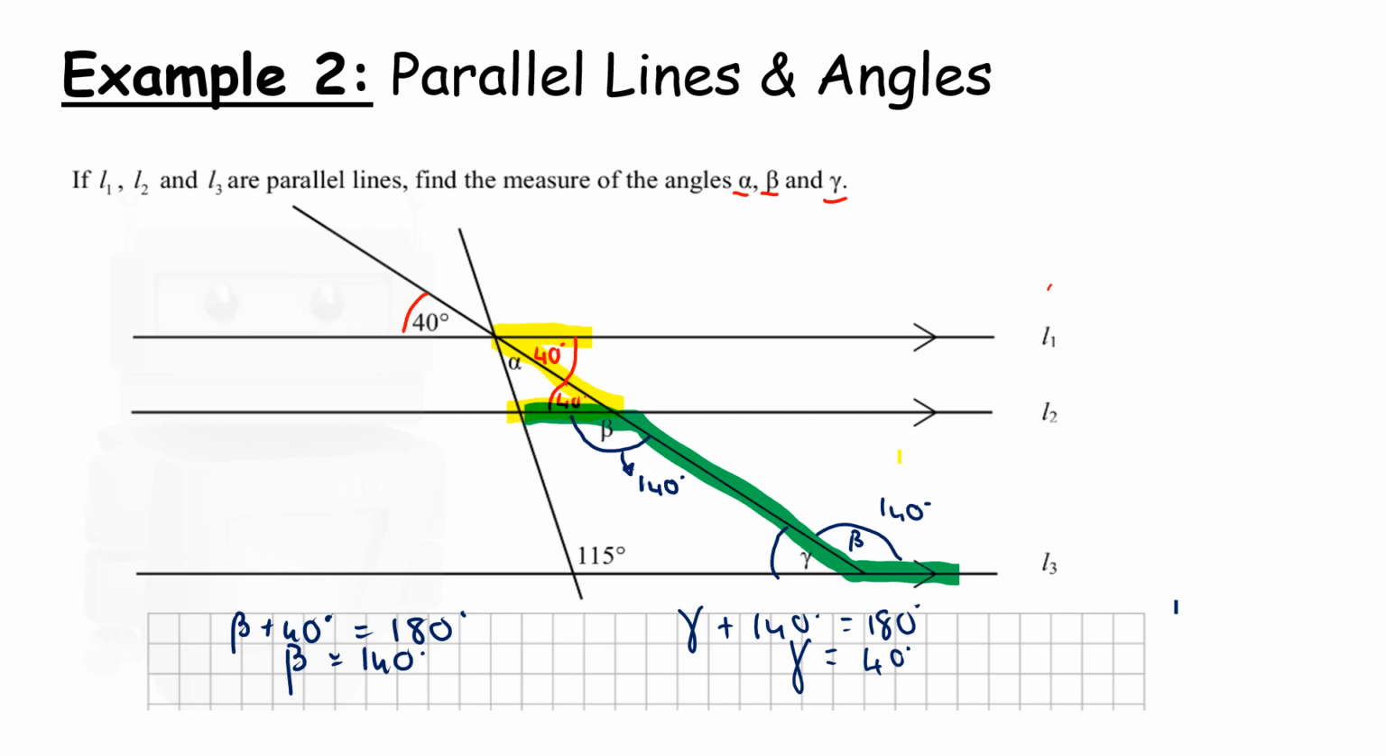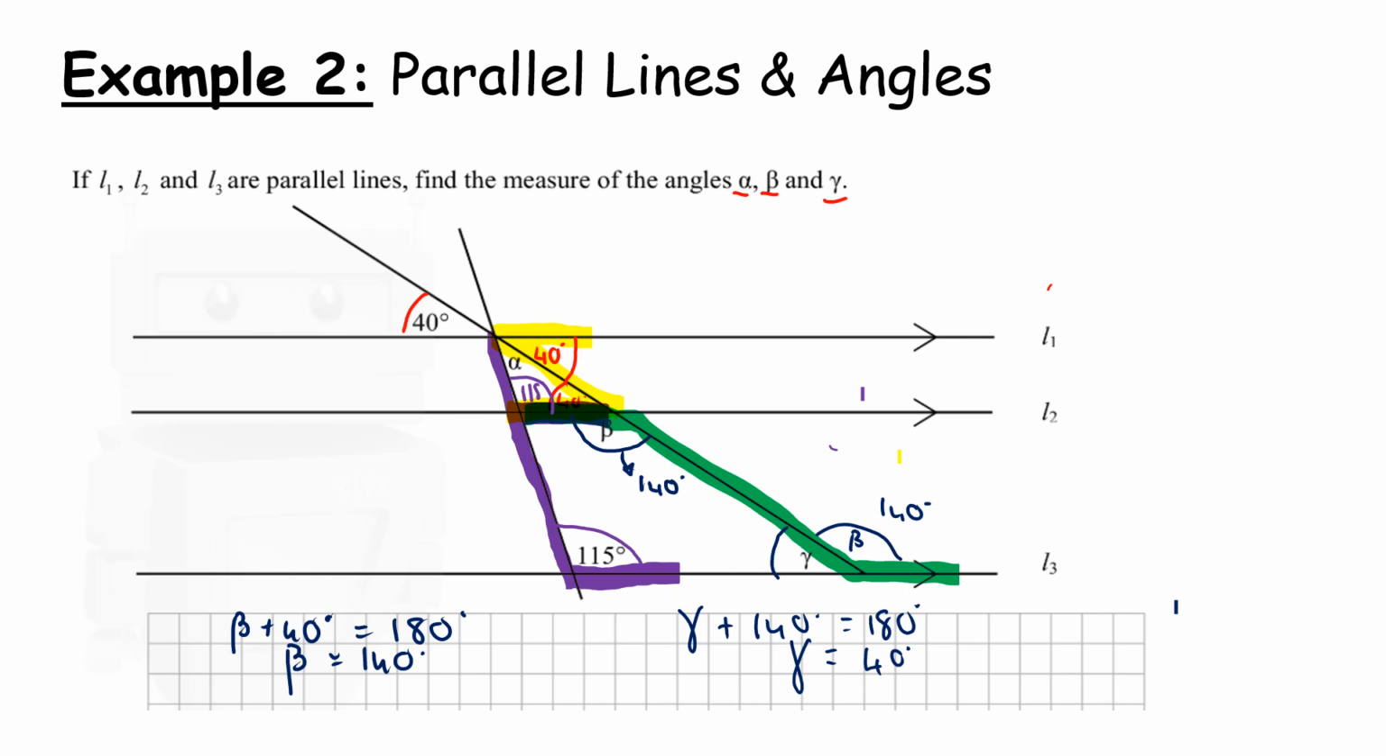So the only one I haven't worked out so far is my alpha. So let's go back to that. So I'm going to change colours again. So I'm going to work with 115 because I haven't done anything with that yet. And I'm going to use the fact that I actually have an F. Now, my F is upside down, yes, but it is still an F, which means I have a corresponding angle here. So that's 115 degrees.